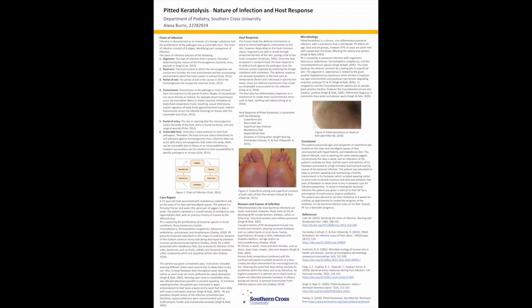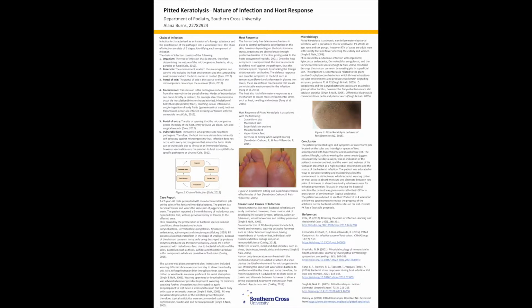The human body has defense mechanisms in place to control pathogenic colonization on the skin. However, depending on the host's immune status, organisms are able to break through protective barriers of the skin, posing a risk to the host's ecosystem. Once the host's ecosystem is compromised, the host response is to defend itself against the pathogen. Thus, the immune system responds by attacking the foreign substance with antibodies.